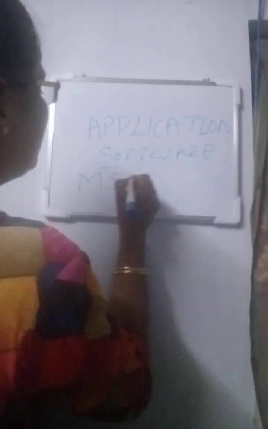Application software examples. MS Word, MS Excel, MS PowerPoint are examples for application software. Application software example: MS Word, MS PowerPoint, MS Excel. These are examples for application software.